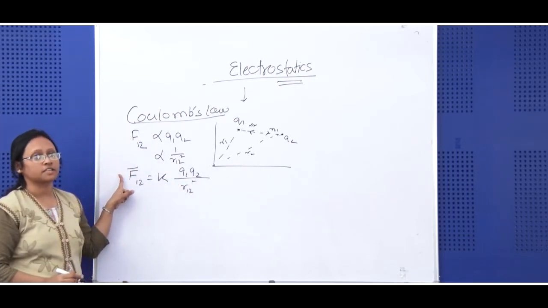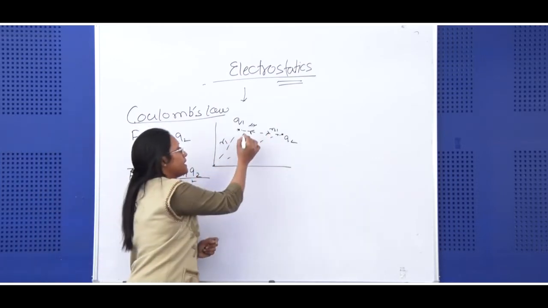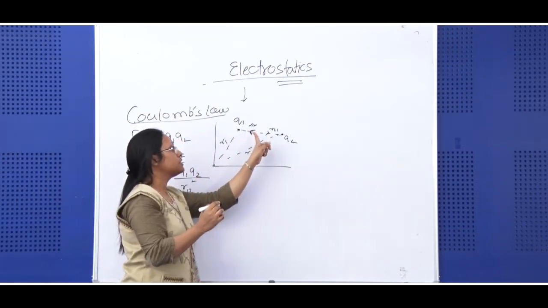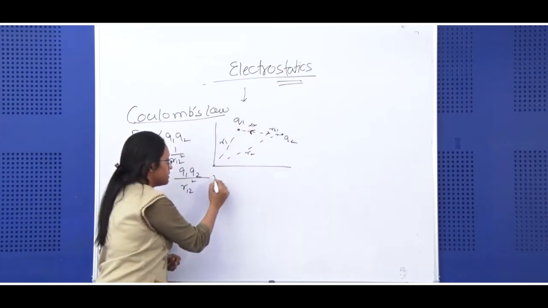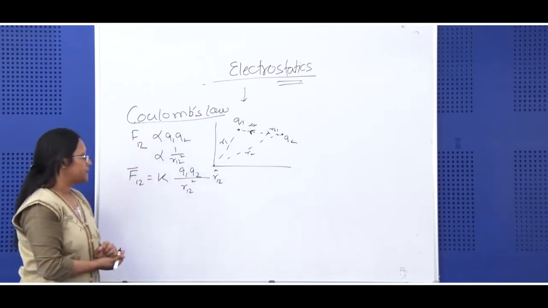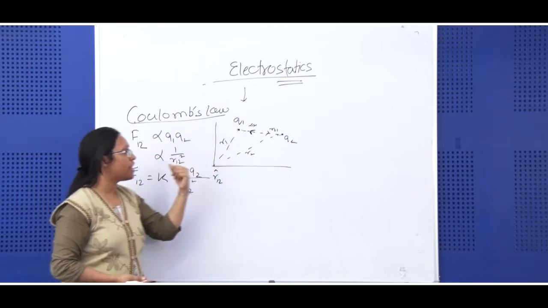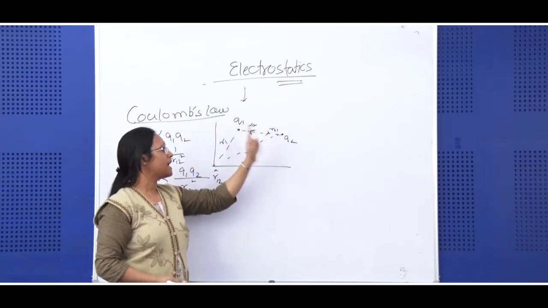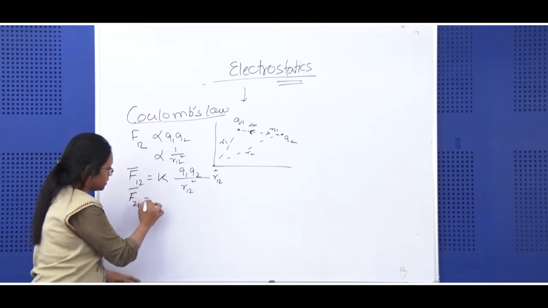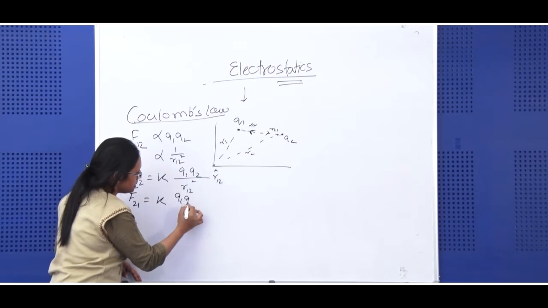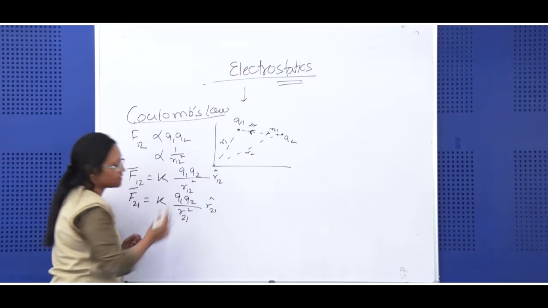Now see, force is a vector quantity, so it should have some direction. When we join Q1 and Q2, the direction of the force is along R12, that is R12 cap. This is the force on Q1 by Q2. By the same process we can find the force on Q2 by Q1. Denoting it by F21, that is equal to K Q1 Q2 by R21 square, R21 unit vector.